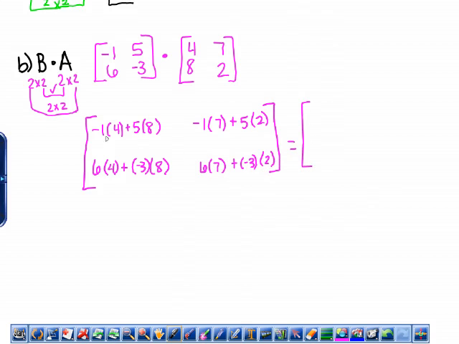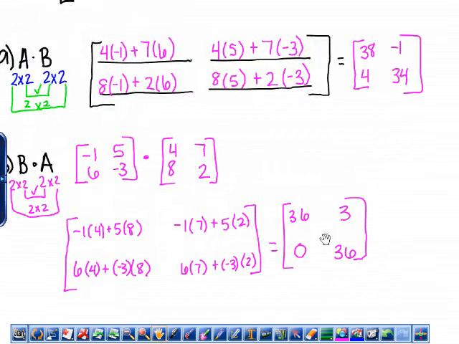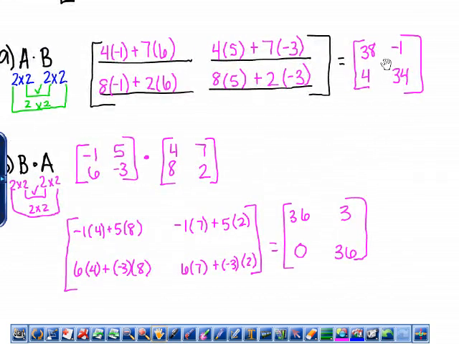All right. Negative 4 plus 40? 36. Negative 7 plus 10? 24 plus negative 24? And 42 plus negative 6. All right, so we've done B times A and A times B. Do you believe me that matrix multiplication is not commutative? We get 2 different answers, right?